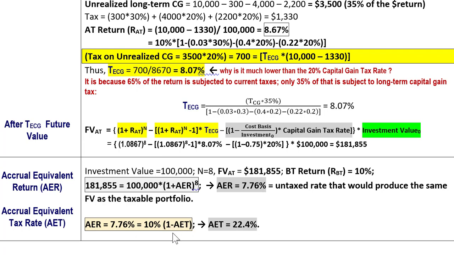So what is the cost? Before the cost, it is 10%. So we work backward and calculate that. The cost is 22.4%. Not 20%, not 30%, it is 22.4%. This one we call the accrued equivalent tax rate, which means it's the true tax rate you are paying with the blended tax rate and including the unrealized capital gain.